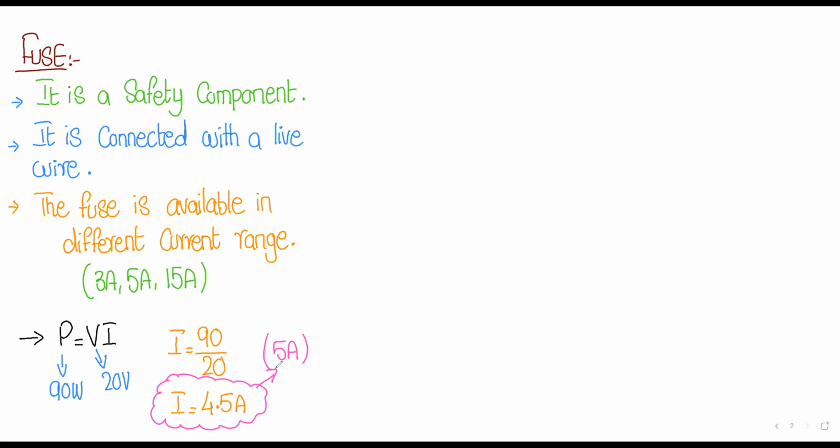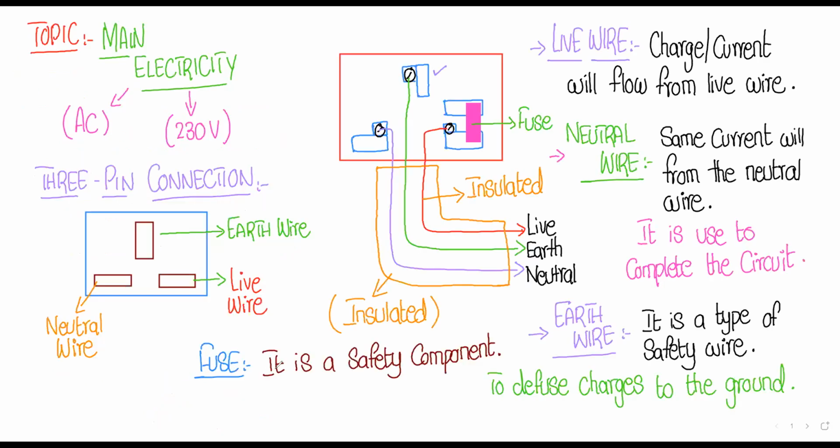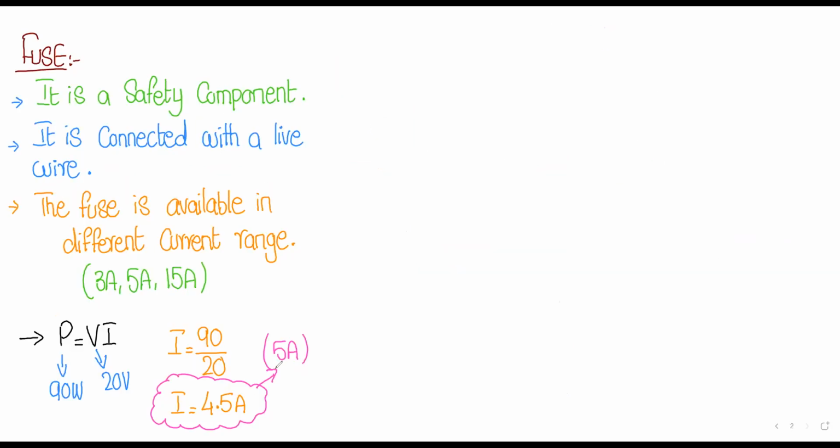Okay, so this is the complete circuit of the 3 pin plug and the use of fuse in the circuit, right? So that is the purpose of using the fuse and the earth wire in the circuit. Now let's try to solve questions related to this topic because this is the last topic of this chapter on practical electricity, right?